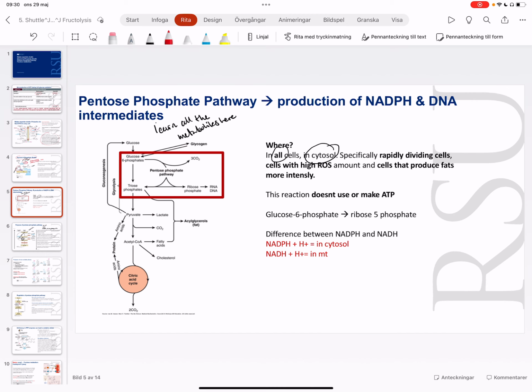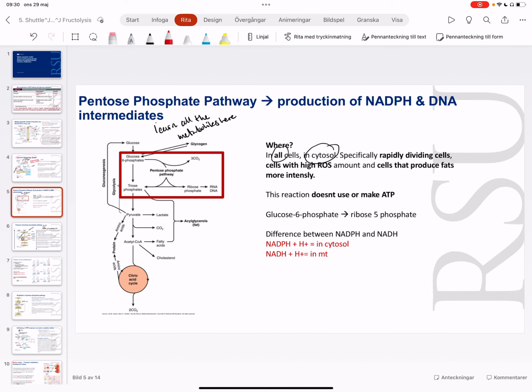Okay, now we will go to the pentose phosphate pathway. So this doesn't have to do anything with the shuttles. Important to know for the colloquium is that we actually have to know all of these intermediates in this pathway. So we have to learn all of them.